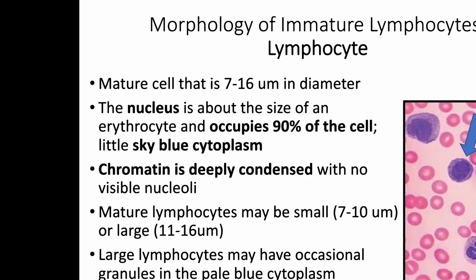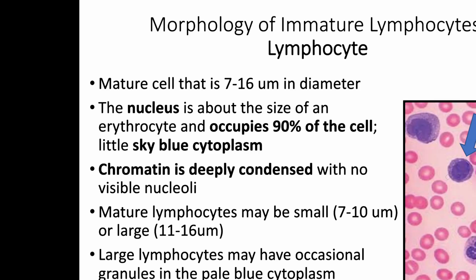Again, they can be small or large. They have a pretty wide variety. But if you notice these large lymphocytes that may have granules in them, those aren't really the same type of granules as a neutrophil has. They should only really make up a small percent, and they're not considered atypical lymphocytes.